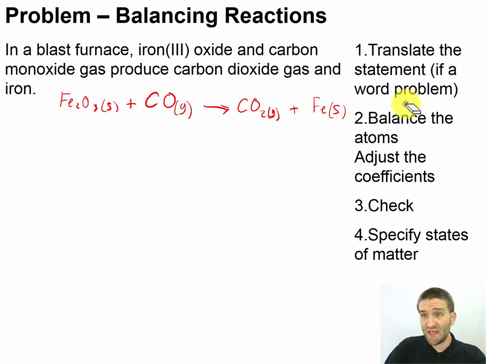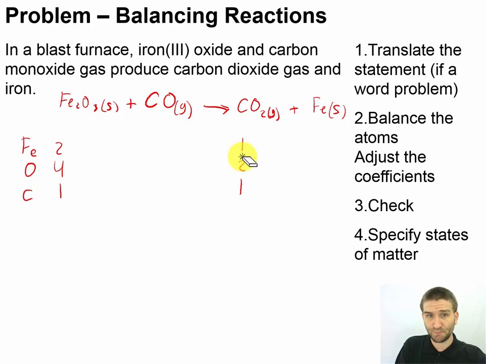Now what we need to do is move on to step 2, where we balance our atoms and adjust our coefficients. So I like to make my little sidebar where I say I have iron, oxygen, and carbon. Same deal over there. I'm starting out with 2 irons, 3 plus 1 is 4 oxygens, and I've got 1 carbon. Over on this side, I have 1 carbon, 2 oxygens, and 1 iron.